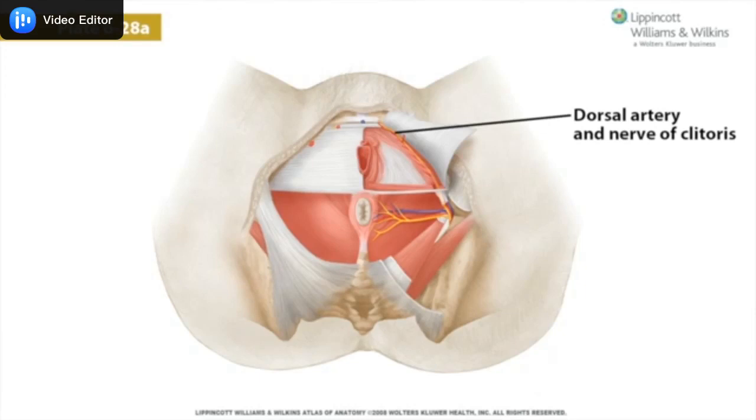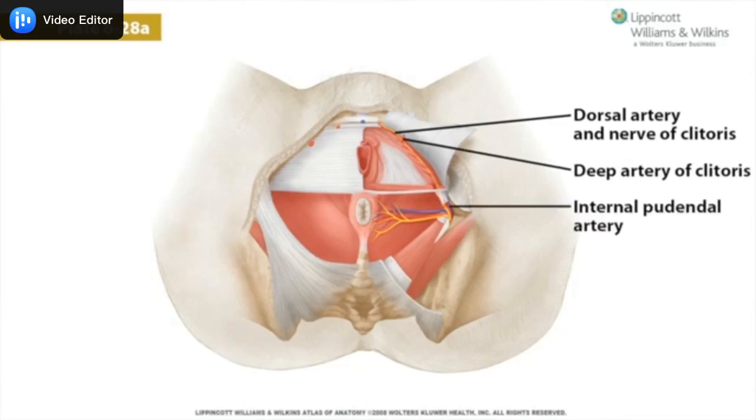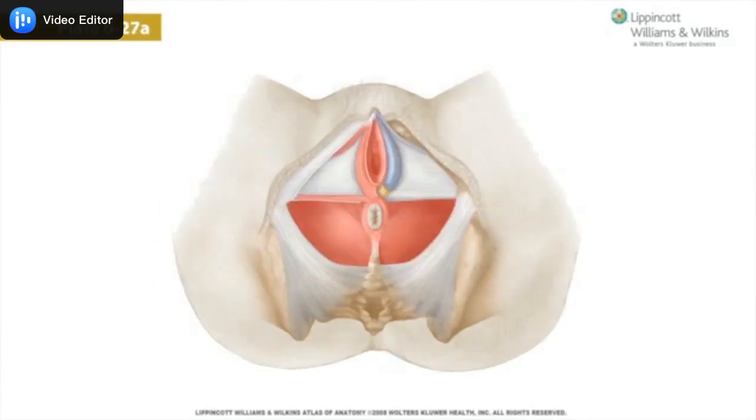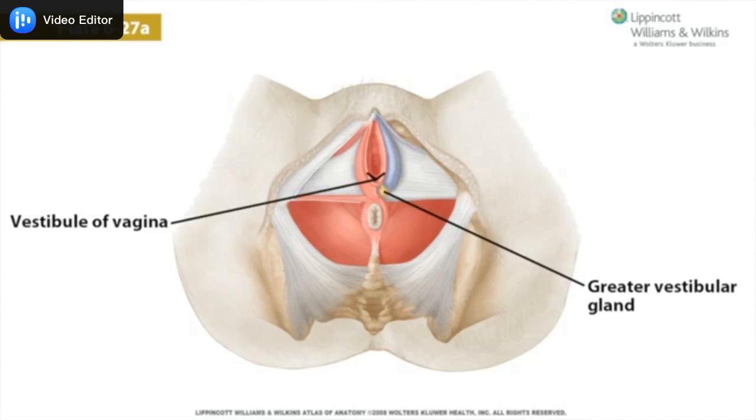The dorsal nerve of the clitoris provides somatic sensory innervation to the clitoris. As mentioned previously, the crura of the clitoris are supplied by the deep artery of the clitoris, a branch of the internal pudendal artery. Sexual arousal triggers a parasympathetic response that results in the vasodilation of the branches of this artery, resulting in clitoral erection. Parasympathetics are also secretomotor to the greater vestibular gland, causing the gland to secrete lubricating mucus into the vestibule of the vagina during sexual arousal.